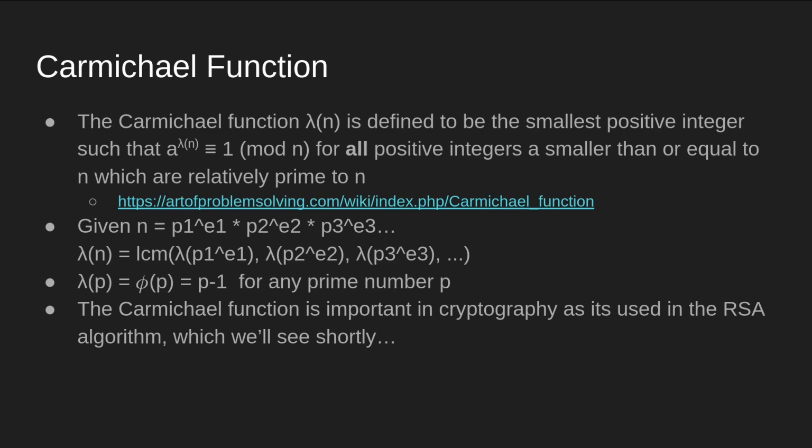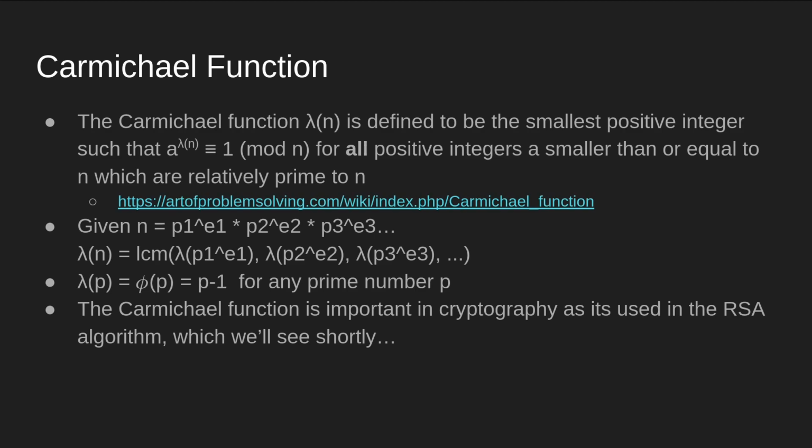Given some prime factorization of n, this Carmichael function lambda of n can also be stated as the lowest common multiple of the Carmichael function of all of the prime factors raised to their respective exponents. So it has this interesting recursive formula based on the prime factorization of the number you're trying to compute the Carmichael function on. And the Carmichael function has this property where lambda of some prime p is the same as phi of p, which is p minus 1 for any prime p.